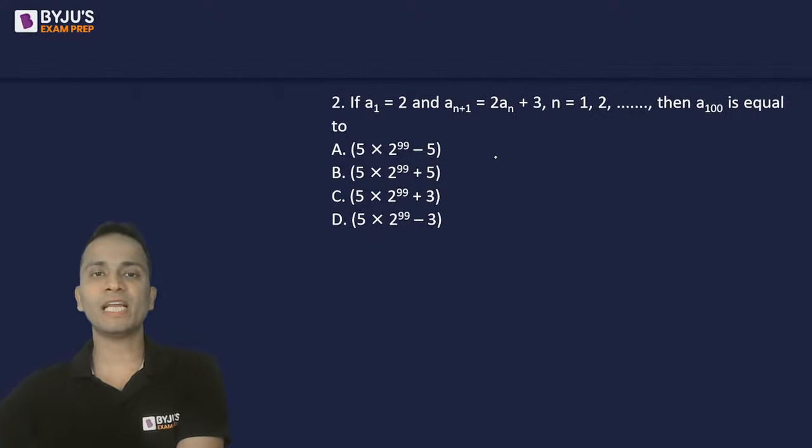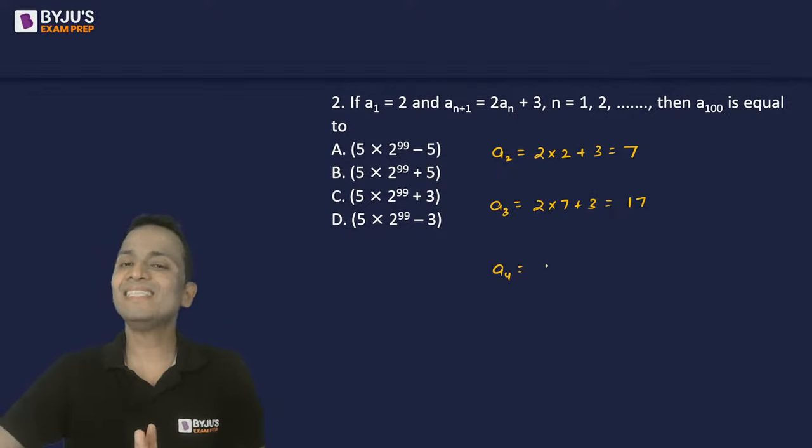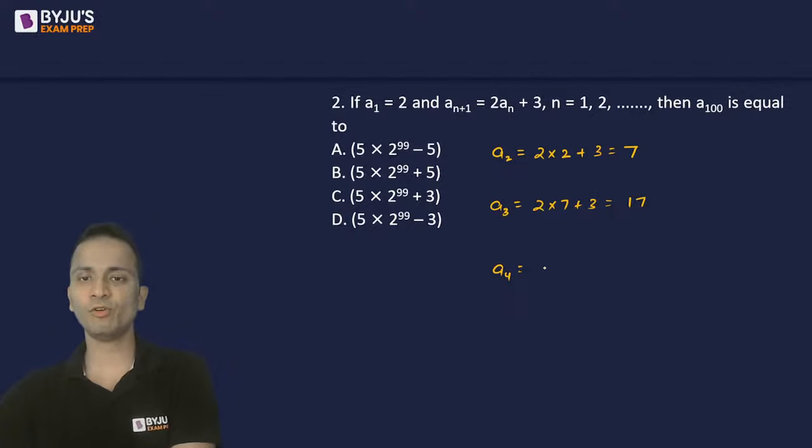Now A1 is given as 2. I will calculate the value of A2. A2 is twice of A1 plus 3, and that is equal to 7. I will leave it as it is. Now I'll write A3. A3 is twice of A2, that is 2 into 7 plus 3, 14 plus 3, 17. Let's write A4 also. This is an easier way of solving such type of questions. A4 is 2 into 17 plus 3, that is 37.